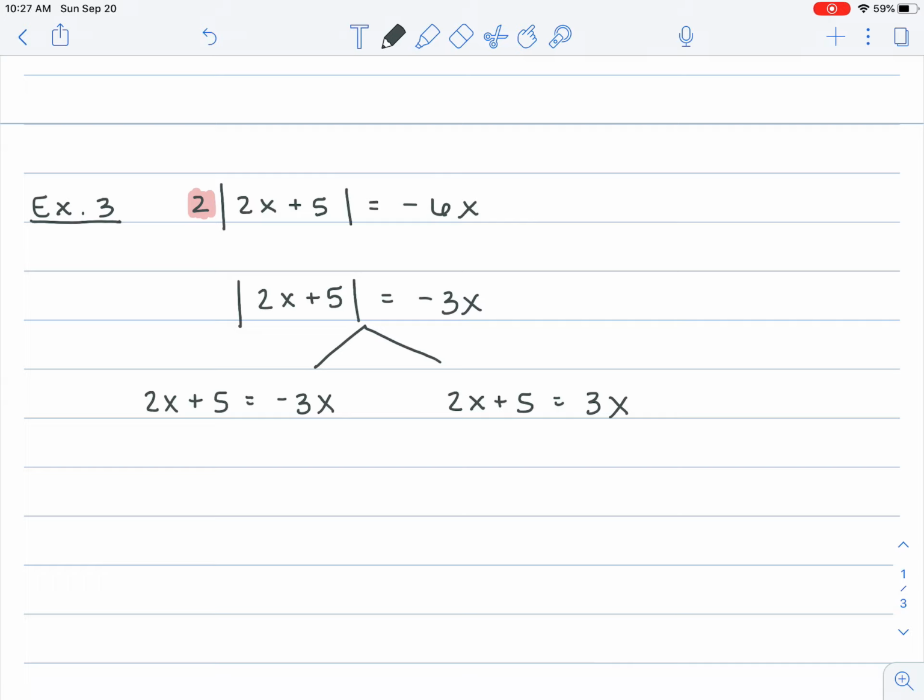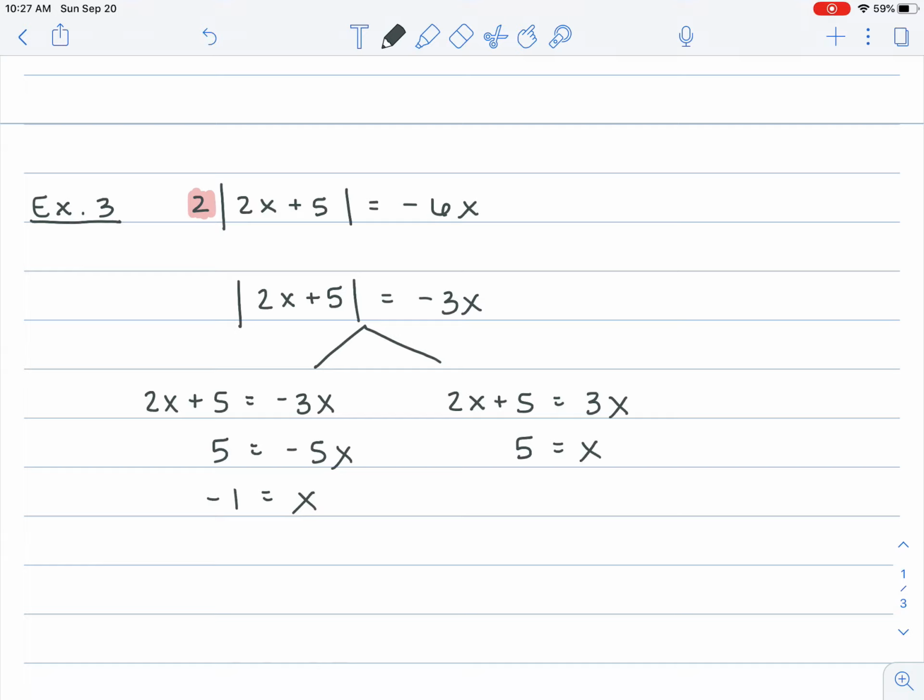All right, so I'm going to subtract the 2x over here. So I get 5 equals negative 2x. Oops, sorry, not negative 2, negative 5x. I'm going to divide both sides by negative 5, so I get negative 1 is equal to x. Over here, I'm going to subtract the 2x, so I get 5 equals x. So I have my 2 options here, but I need to check it.